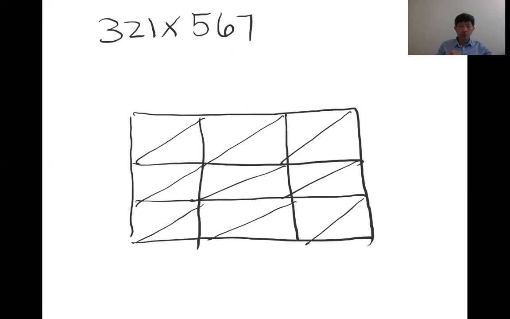All right, so 3, 2, 1. Put in 321 there. 567, 567 like this, right? Okay, now fill in the box.